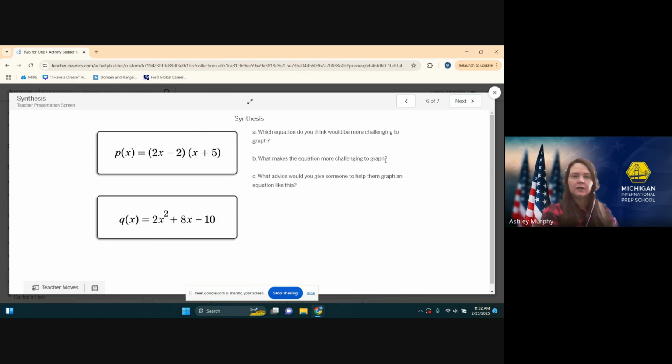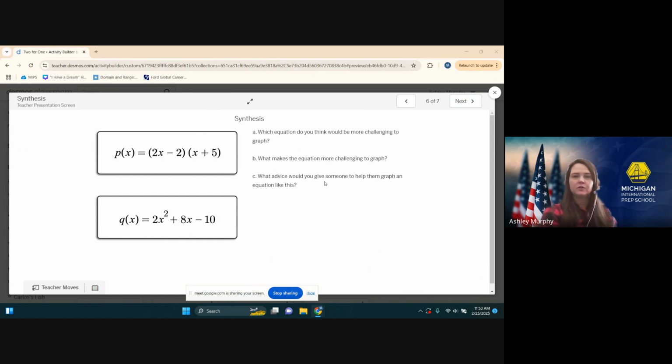What makes the equation more challenging to graph? Having information like an x-intercept makes it easy, and without that information, I would have to do some more digging. I would have to maybe analyze the table of values, plug in zeros to get my intercepts, and solve with the q of x part equal to 0 to get more intercepts. Once I do all that work, I would have the information, but it just takes a little bit longer.